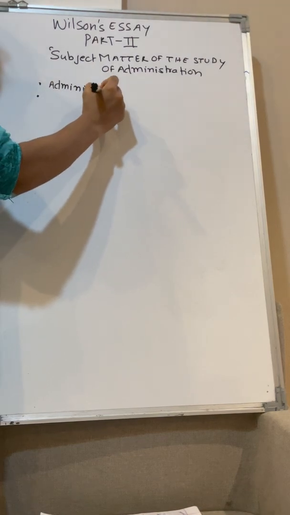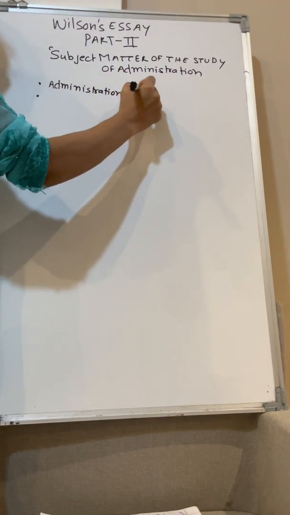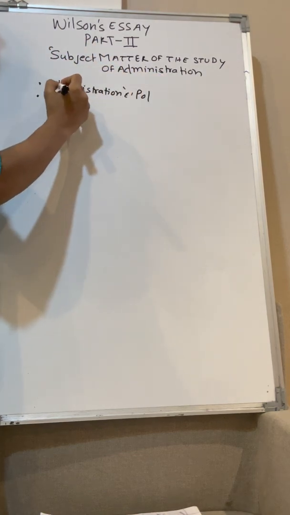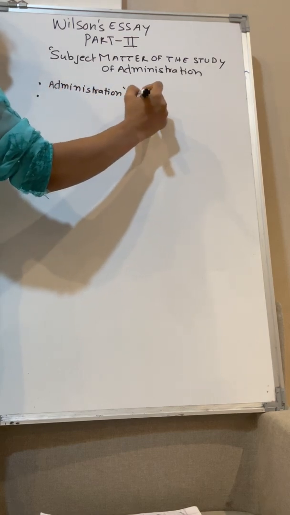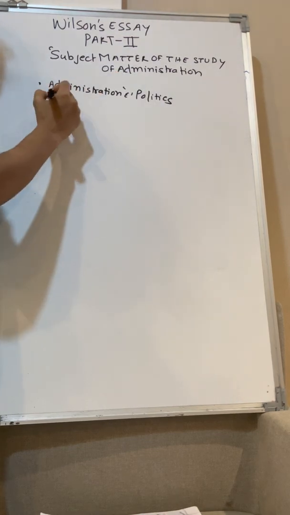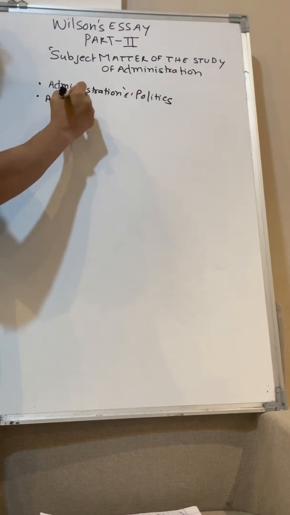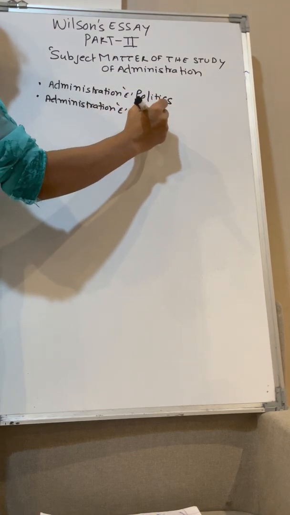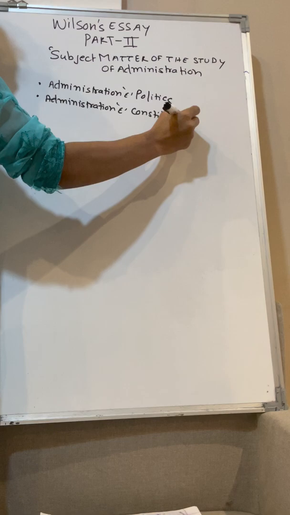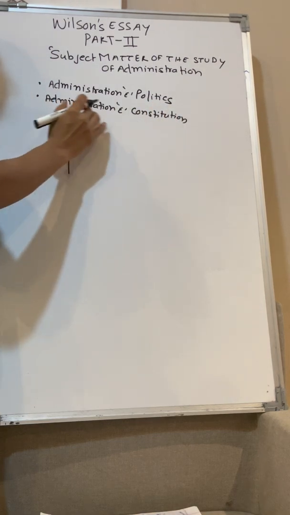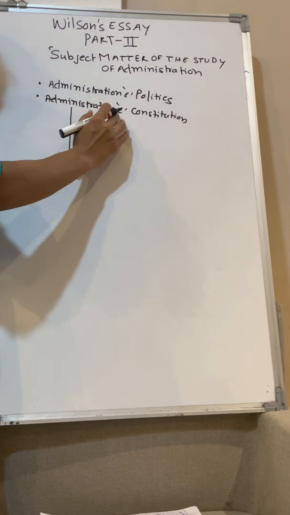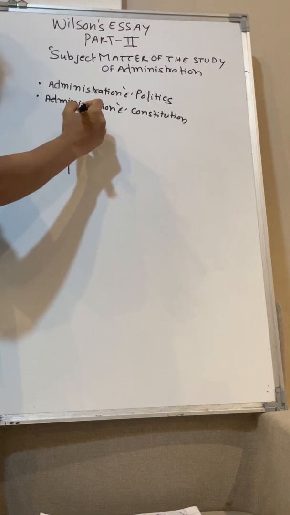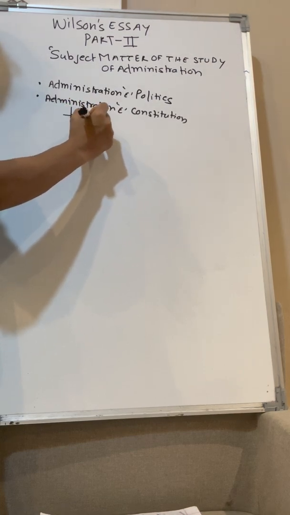Okay, administration and politics. This part of the essay contains the following things. He talks about the relationship between administration and politics. What is the relationship between administration and constitution? And in this part, when he is explaining the relationship between administration and constitution, we will get to understand what Wilson means by responsibility.